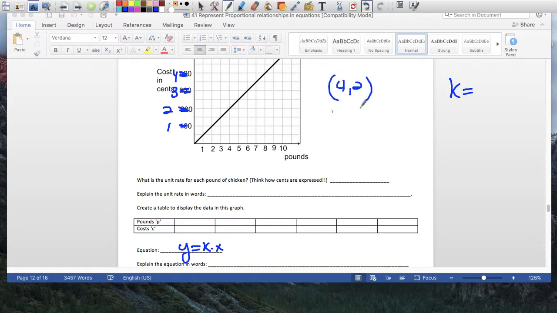And if I were to do k equals y over x, I would get that y is 2, x is 4, and that's going to give me 0.5. So my constant of proportionality is 0.5. So using that, I can just plug it in here. y equals 0.5 times x. What does that represent in words? It represents that y, which represents the cost, is equal to 50 cents times x, which is the number of pounds.